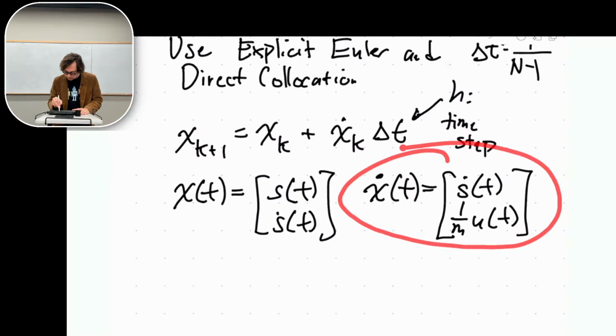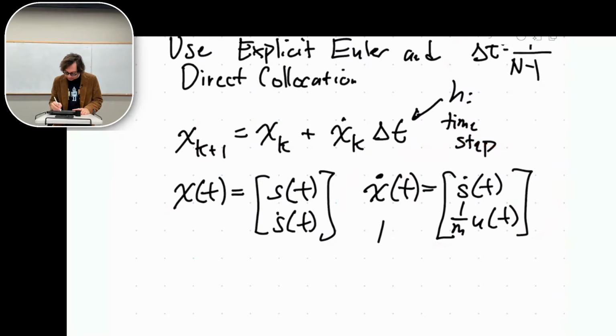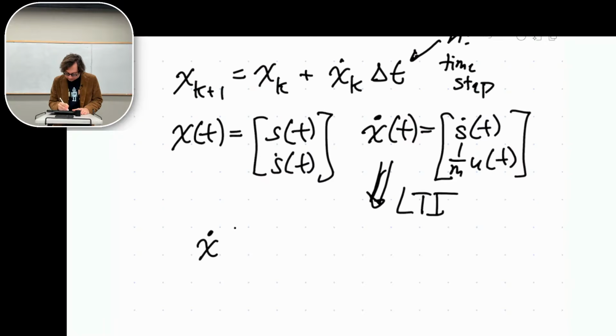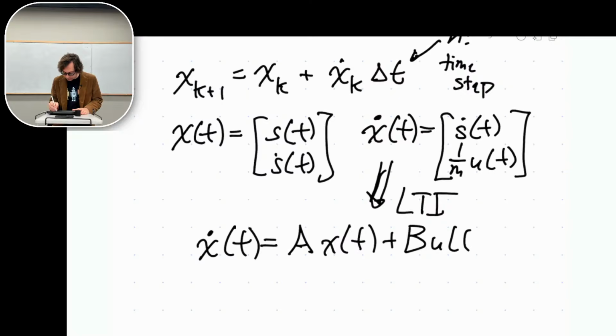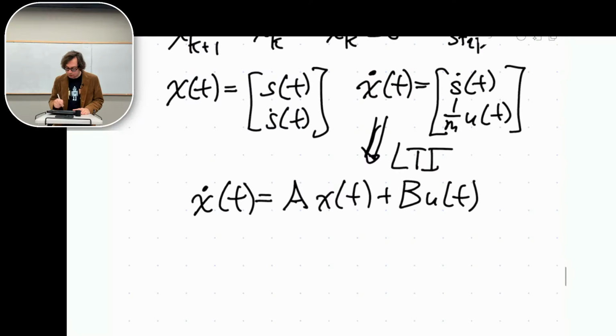Let's write this. Since these are linear dynamics, they're LTI, let's write them as x dot of t is equal to A x of t plus B u of t. All right, so we've got to figure out what our A matrix is. Now, anyone want to guess the size of our A matrix here? How many states do we have? 2. Is the A matrix always square? It is always square. So it's going to be a 2 by 2.